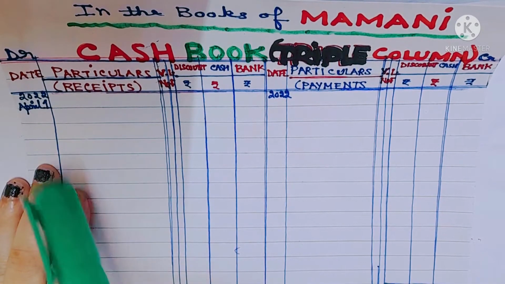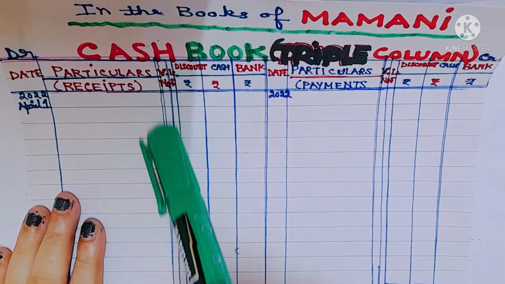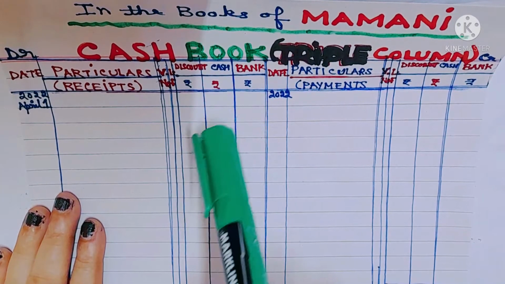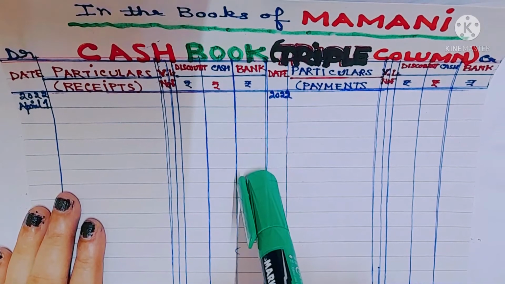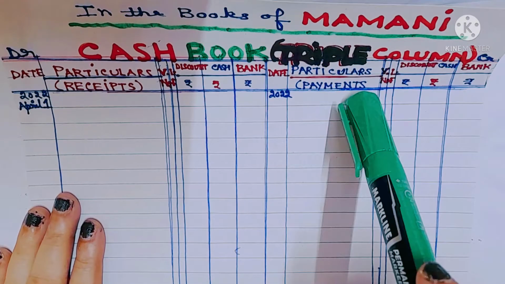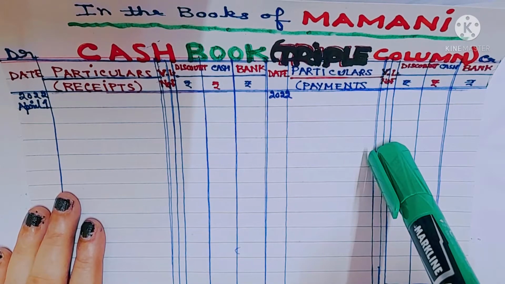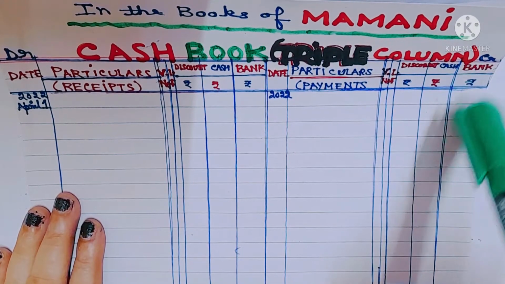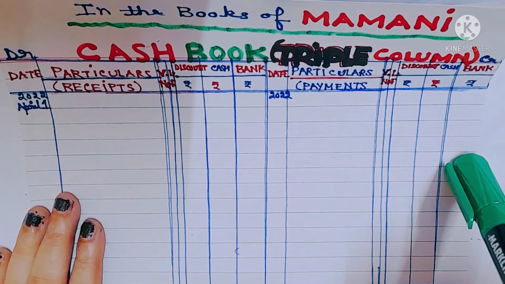On the debit side, there is a column for date, a column for particulars or receipts, a column for voucher number, and there are 3 columns: one for discount allowed, another for cash receipts, and another for bank receipts. And on the credit side, there is a column for date, a column for particulars or payments, a column for voucher number, a column for ledger folio, a column for discount received, a column for cash payments, and a column for checks paid. That is the bank column.